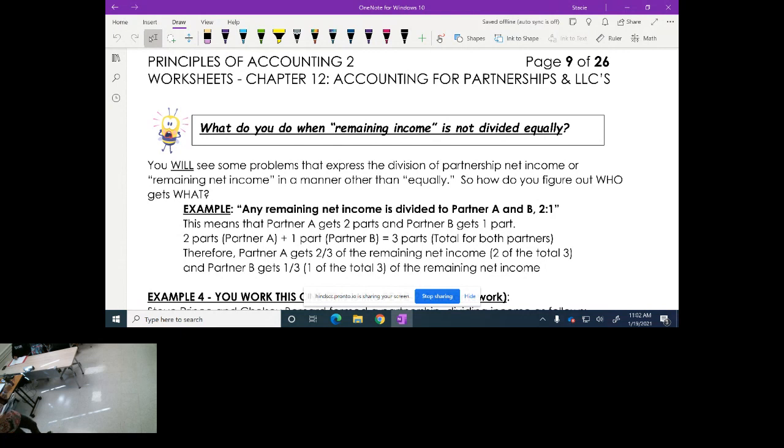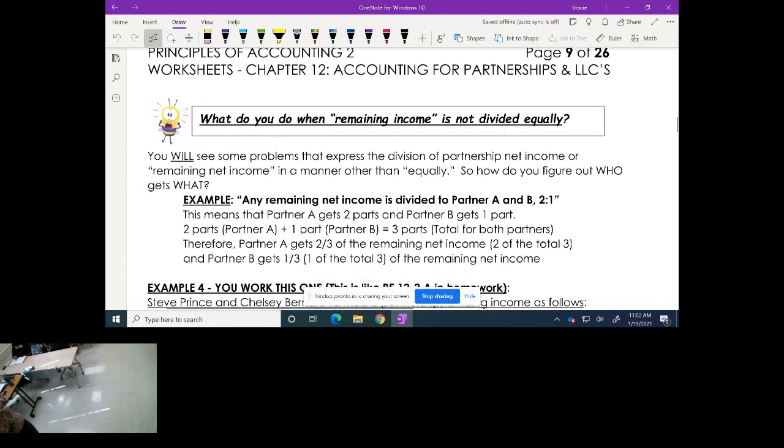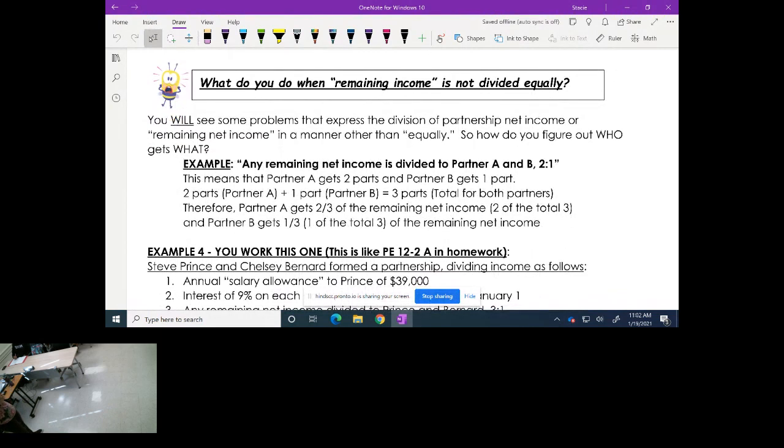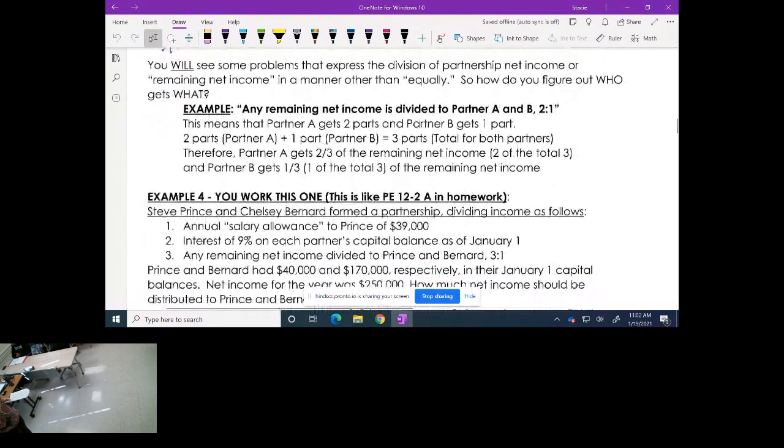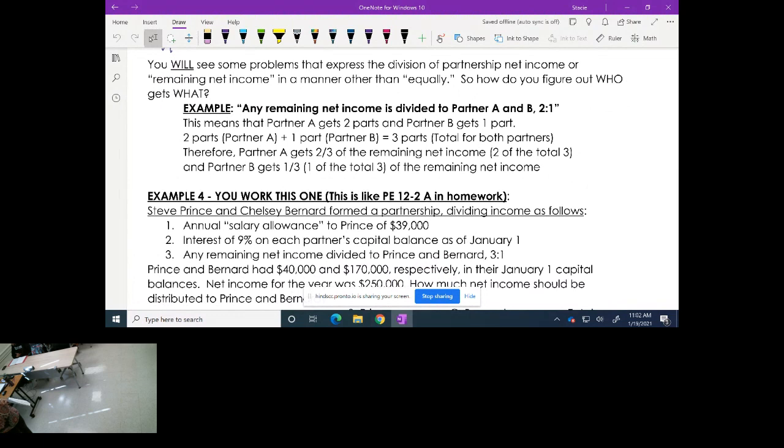Well, we have to figure that out, because usually it's going to be given to us on a ratio, like 2:1. It's 2 to 1. So I said on here, you will see some problems that express the division of partnership net income or remaining net income in a manner other than equally. So how do you figure out who gets what? So here's an example of what to do. Maybe the verbiage in the problem says any remaining net income is divided to partner A and B 2 to 1. That's how that reads.